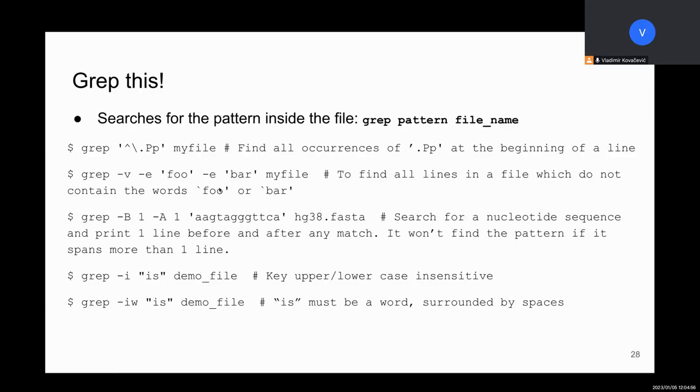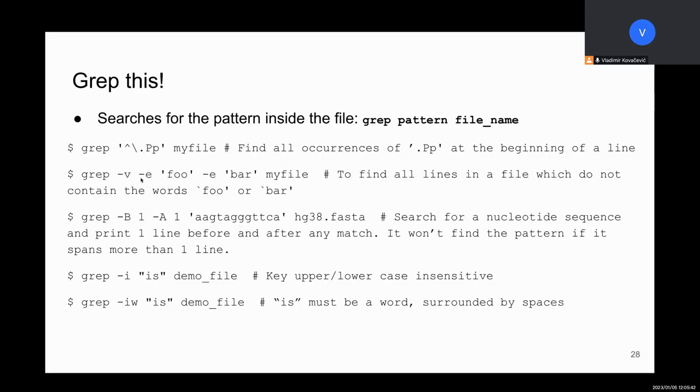Grep is probably one of the most used Unix tools, at least by bioinformaticians. It searches for a pattern inside of a file. The syntax is very simple. We provide two arguments: first is a pattern, and second is a path to a file. Here are some examples. With this caret sign, we can demand that this pattern is present at the beginning of the line. So this command will find all occurrences of PP at the beginning of the line.